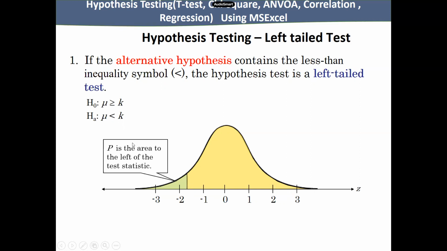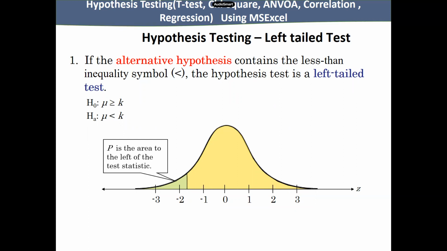A left tail test. So we say that H0, the null, is what? Greater or equal to K. But the alternate is what? Less than K. So we call this what? A left tail test. You might see this. So when they ask what is a left tail test?